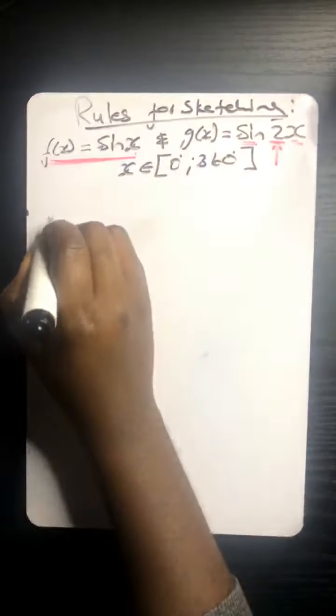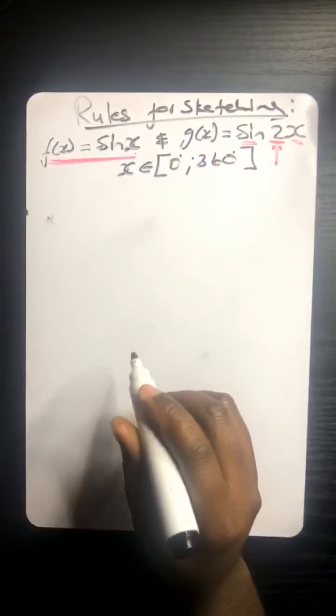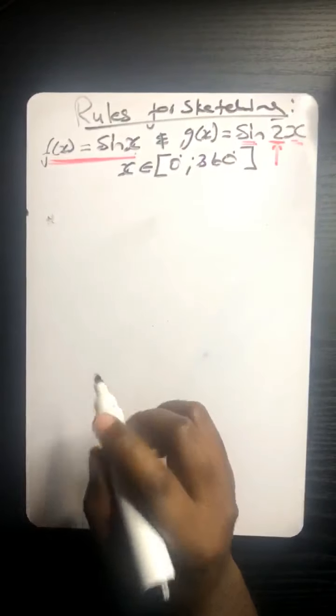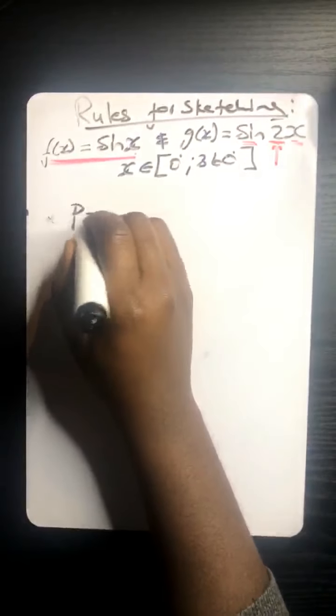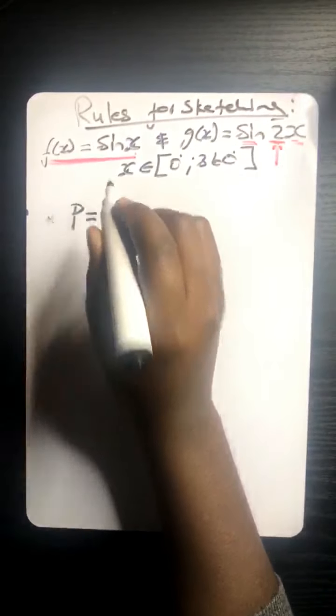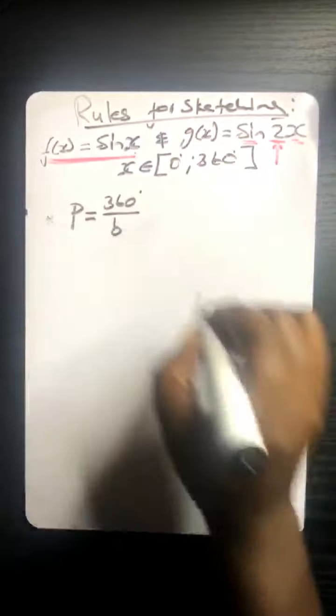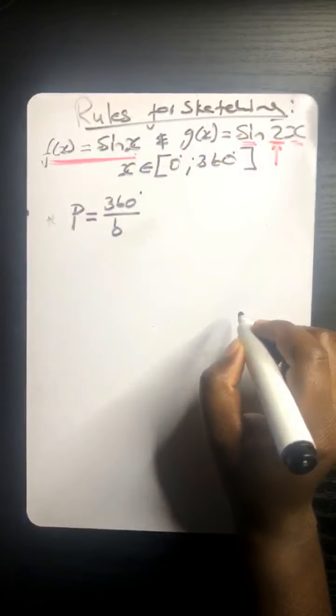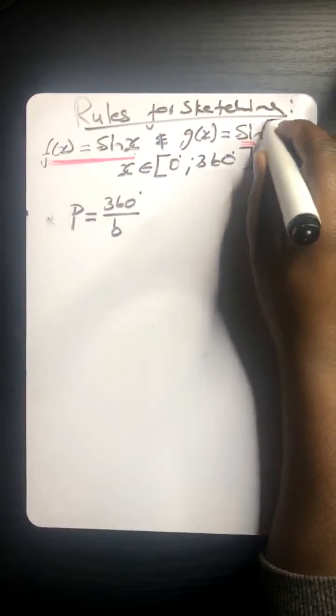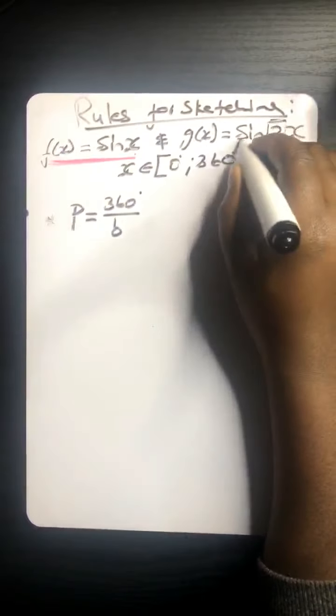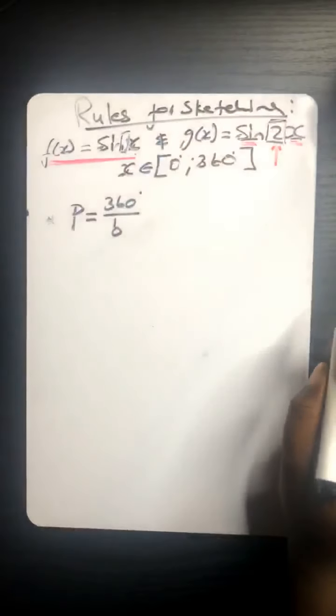So these are the rules. The first thing that you need to do is to try and determine the period. And we know the period, if it's for sine or cos, is 360 degrees divided by b. What is b? b is this value in between the trig ratio and the angle. Is there someone who can guess what the b value is there?